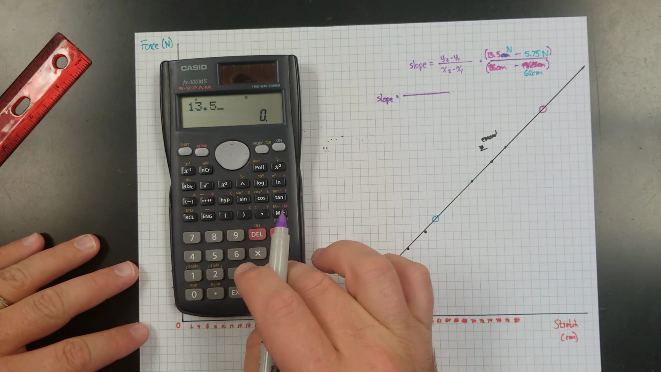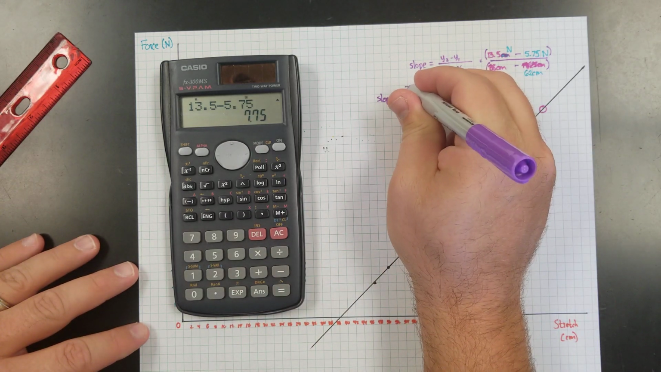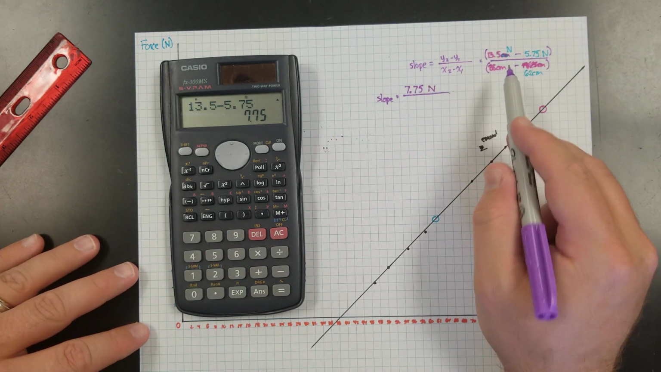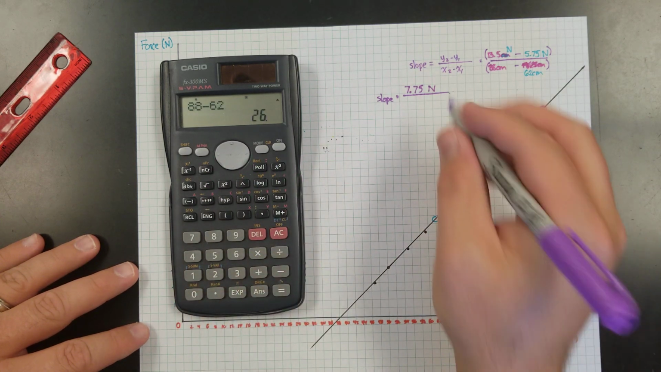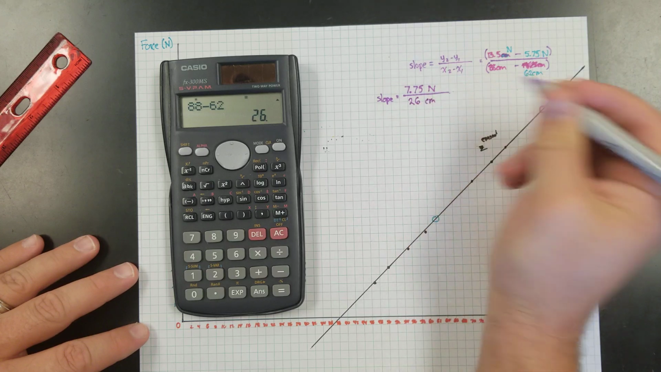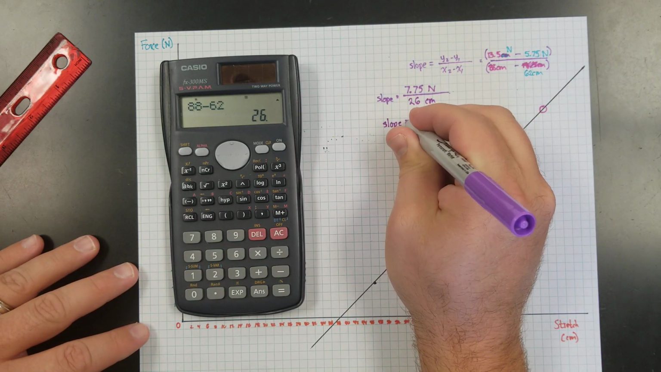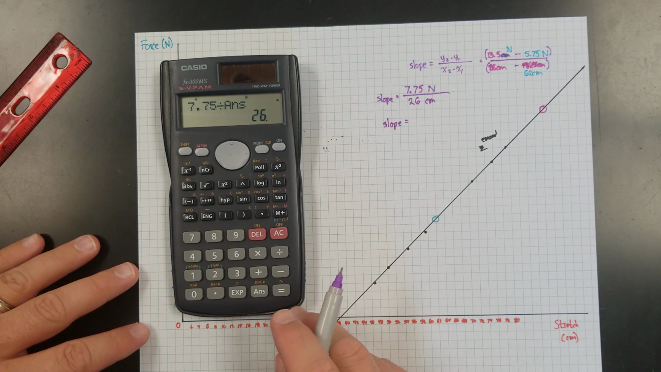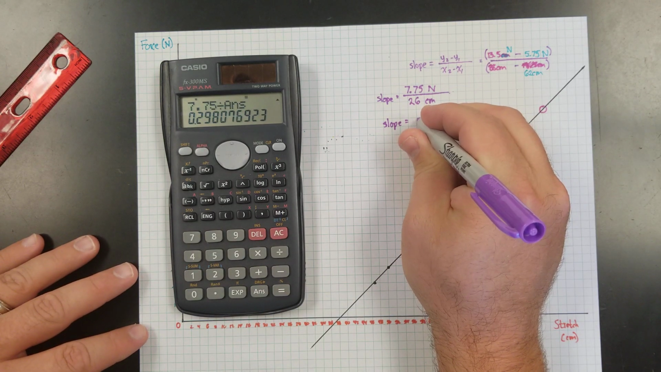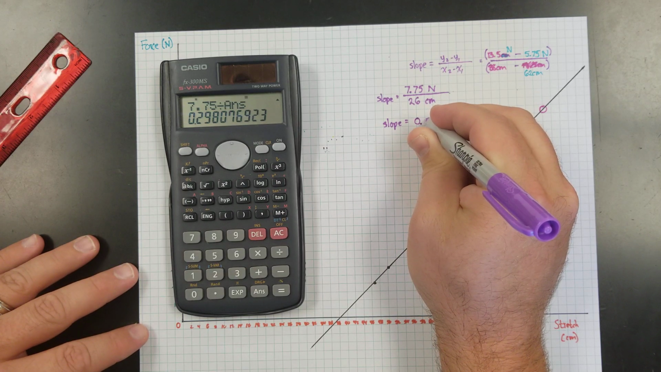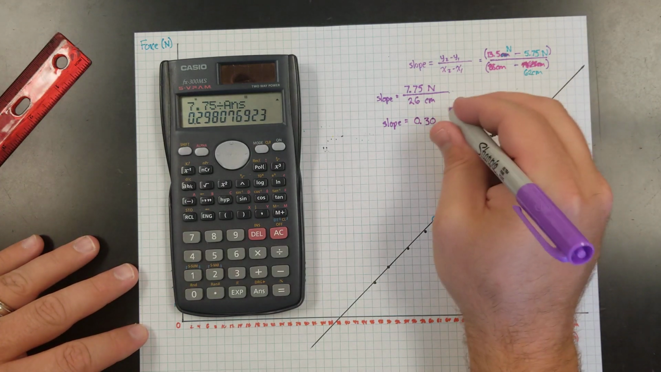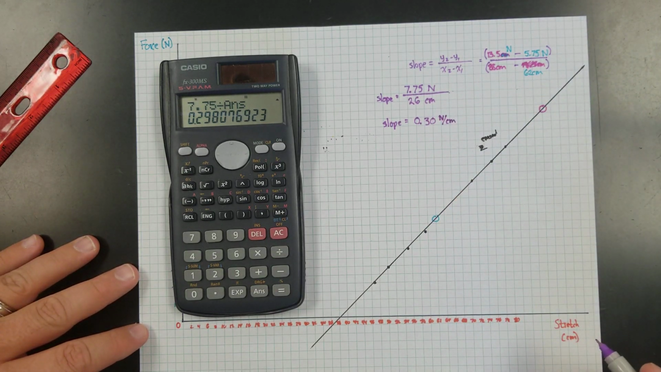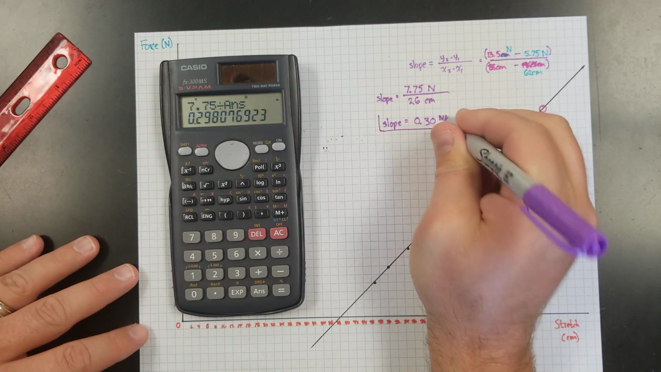So I'm going to do 13.5 minus 5.75 gives me 7.75. And newtons minus newtons is newtons. And then on bottom, 88 minus 62 gives me 26, so 26 centimeters. For a slope of, now do that division, 7.75 divided by 26. Use the answer key, y'all. It helps with keeping track of your numbers. Gives me a slope of 0.298. Rounding to the nearest significant figure would be 0.30, like that. And the unit is newton, because newton is on top, over centimeter because centimeter is on bottom. And that is my slope.